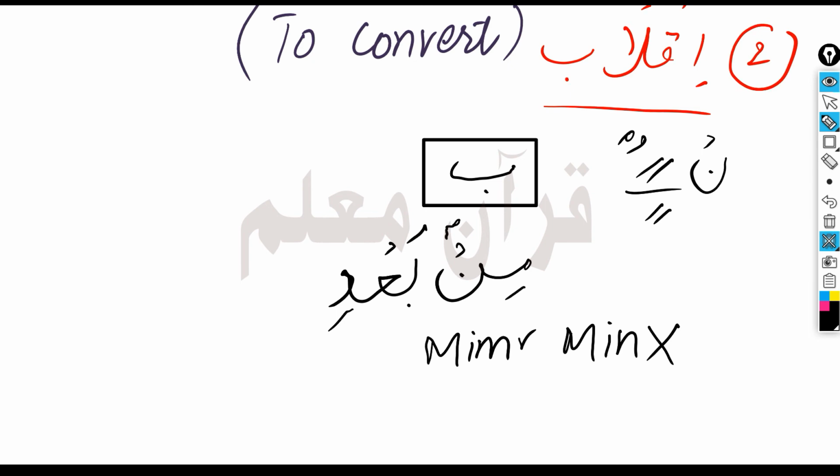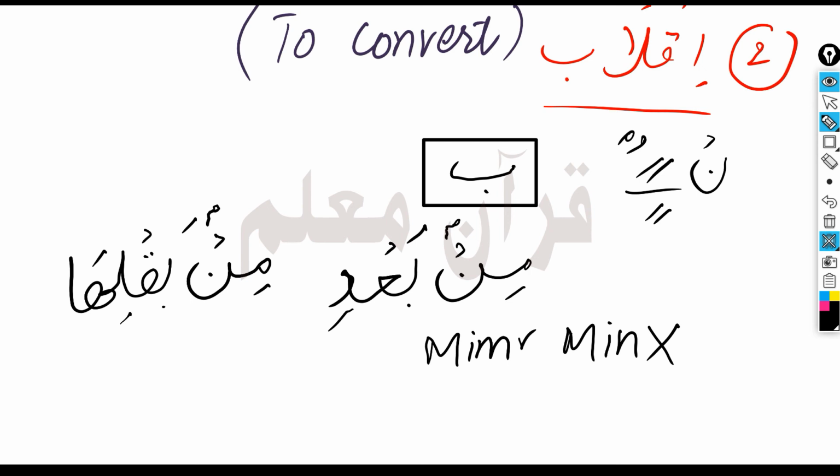Now another example. Min baqaliha. The word is min baqaliha, but as I told you, we need to change the sound of the noon sakin to mim. So in Quran, you will be seeing a small mim here. We read it with the mim sakin. Mim baqaliha, not min. So it is mim baqaliha.